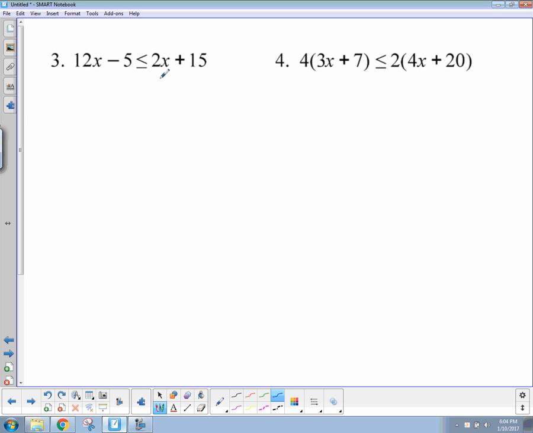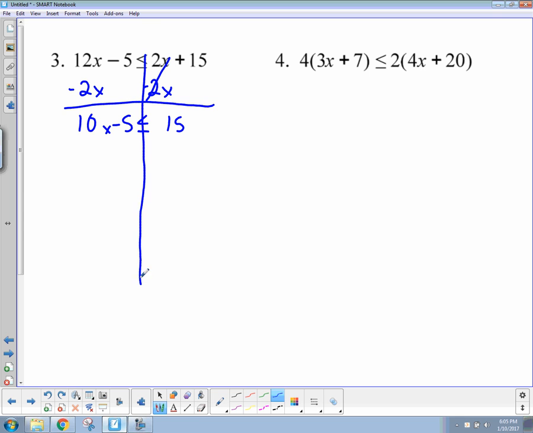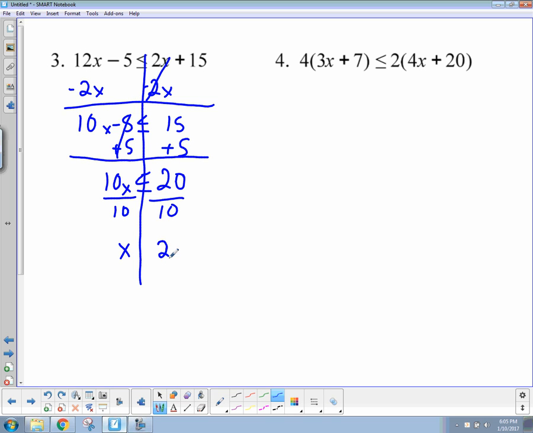All right, again, let's move the smaller x. So minus 2x. Draw your line. 10x minus 5 less than or equal to 15. Add 5 to both sides. These cancel. 10x less than or equal to 15 plus 5 is 20. Divide by 10. X is 2. The fact that I divided by a positive number means I do not flip the sign. So my final answer, x is less than or equal to 2.